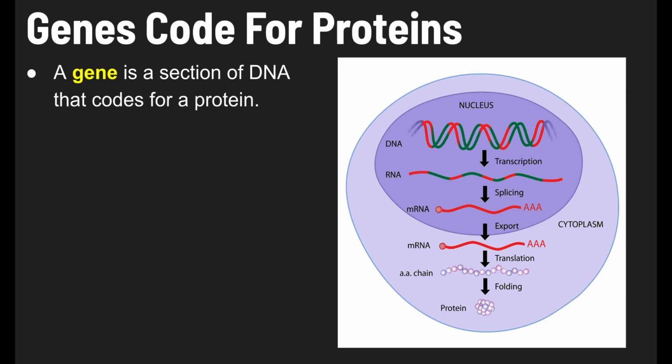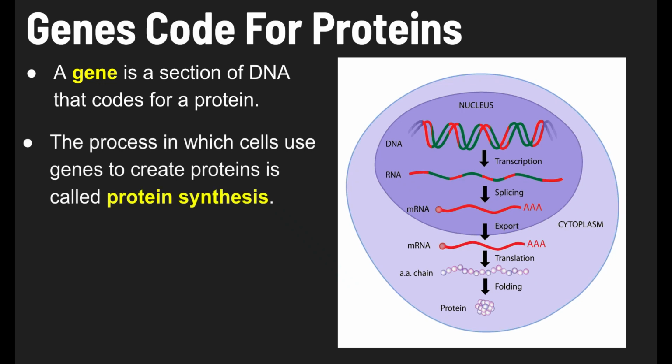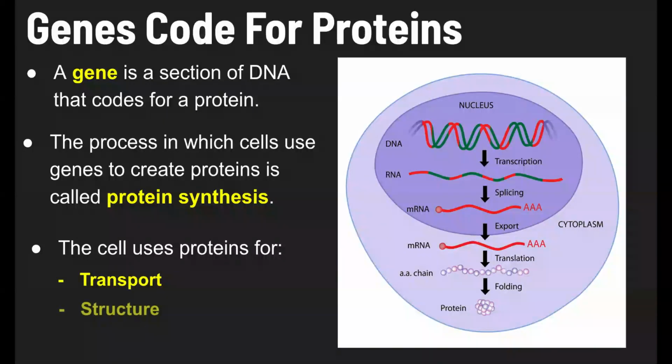Okay, so first let's talk about genes and how they code for proteins. A gene is a section of DNA that codes for a protein. And the process in which cells use genes to create proteins is called protein synthesis. The cell is going to use those proteins for a variety of purposes. One is to transport things around the cell, another is to give the cell structure, and another is to speed up chemical reactions. Proteins that speed up chemical reactions within the cell are called catalysts. So these are only some of the things that the proteins are going to do inside the cell.